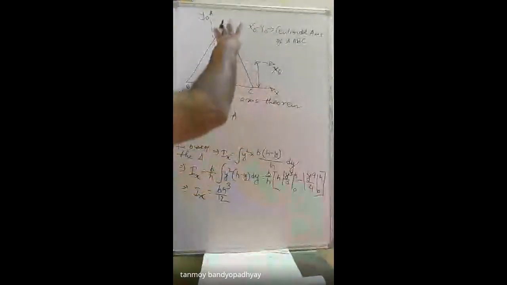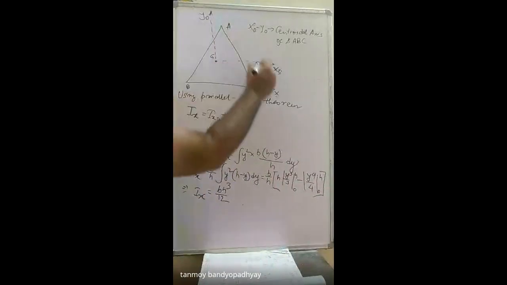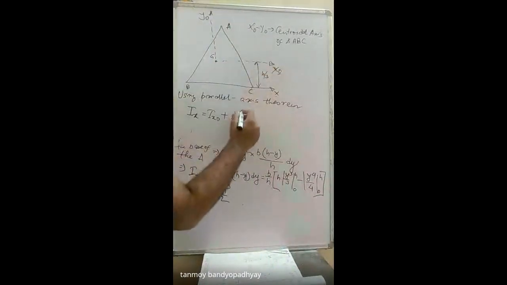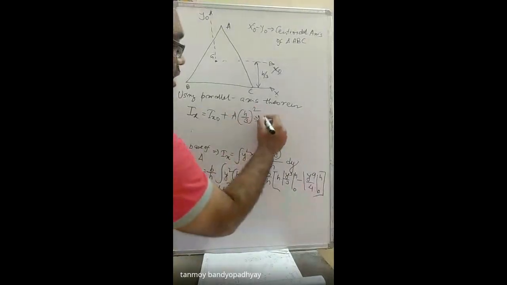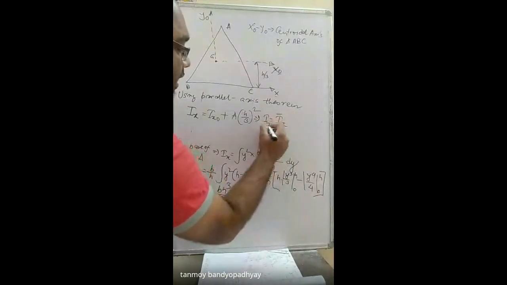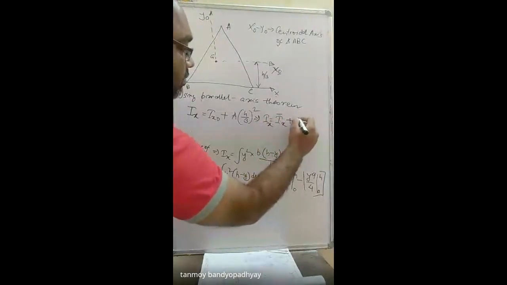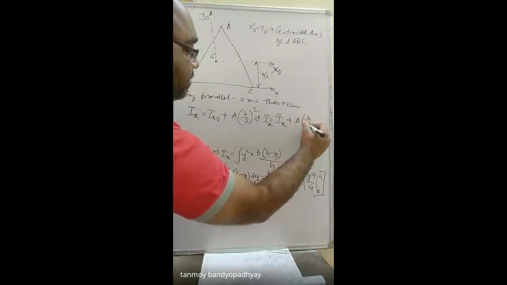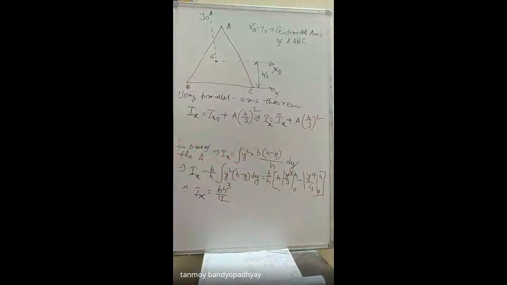So what is this distance? If the height of the triangle is h, this distance will be equal to h by 3. So this should be h by 3 whole square. So Ix is equal to Ix bar plus A into h by 3 whole square. Just remember that you cannot write Ix0 is equal to Ix plus this one.